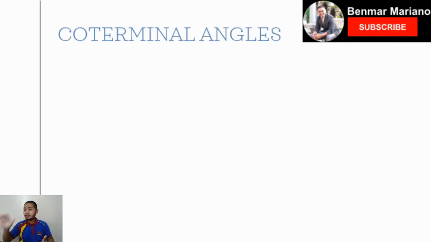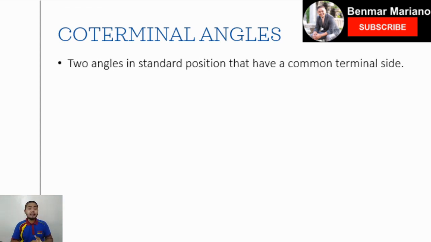Next one will be coterminal angles. What are coterminal angles? Coterminal angles are two angles in standard position that have a common terminal side. What do you mean by that? It means that the angle in standard position has rotated by 360 degrees, either clockwise or counterclockwise.